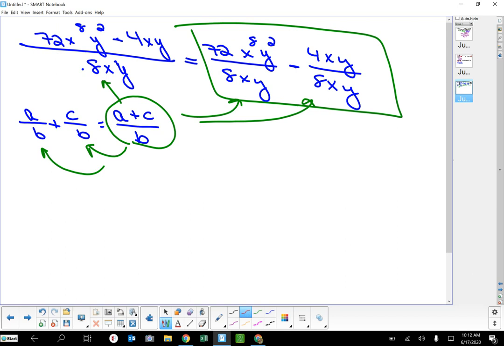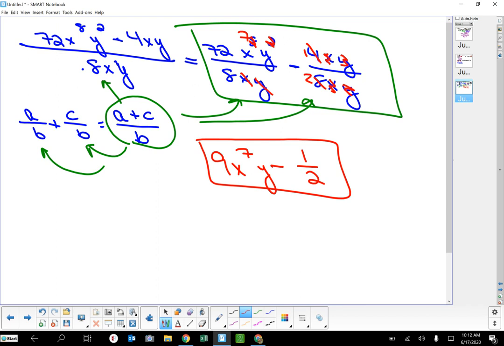So 72 divided by 8 is 9. And then this is going to get rid of one of these. This is going to get rid of one of these. So I have 9x to the 7th y minus. Now 4 over 8 is 1 over 2. So that's a half. X's cancel each other, y's cancel each other, and you just end up with the half. So that would be the answer to that problem.